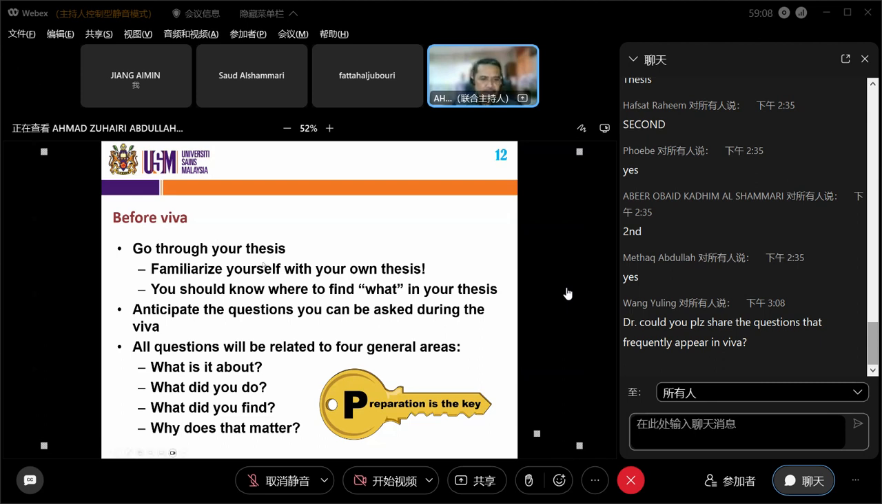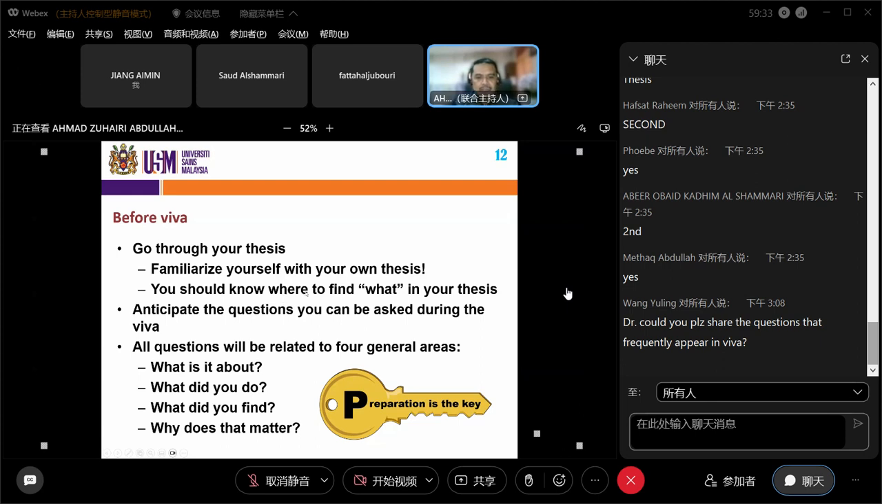Right, before the Viva, go through your thesis, familiarize yourself with your own thesis, because we tend to forget. On many occasions, I saw in the Viva, students forgot what they have written. Because why? They wrote it could be in the first year of the study or second year of the study, while the study could take 4 years, okay, for PhD.